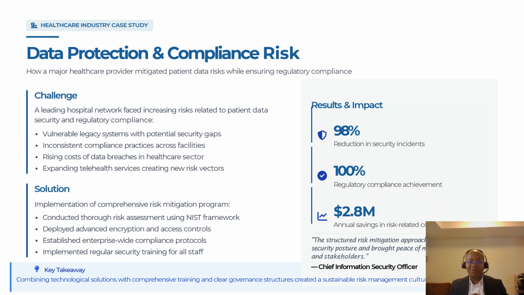The solution they implemented is this: implementation of a comprehensive risk mitigation program. First, they conducted a thorough risk assessment using the NIST framework. They deployed advanced encryption and access control. They established enterprise-wide compliance protocols, and they implemented regular security training for all staff, everybody involved.